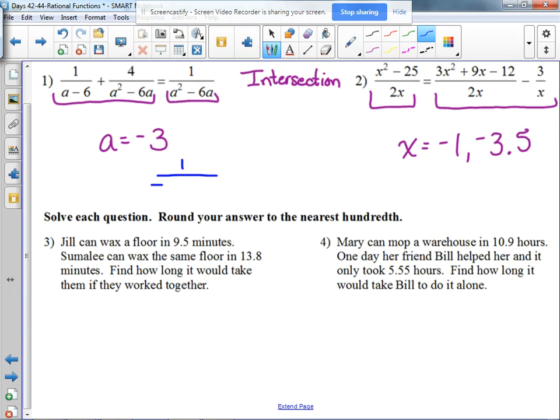It's 1 over individual plus 1 over individual is equal to 1 over together. And by individual, I'm talking about times. So 1 over somebody by themselves, their time, plus 1 over somebody by themselves, their time, is equal to 1 over their together time.